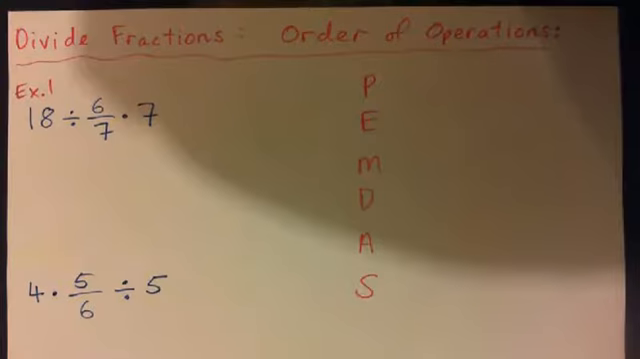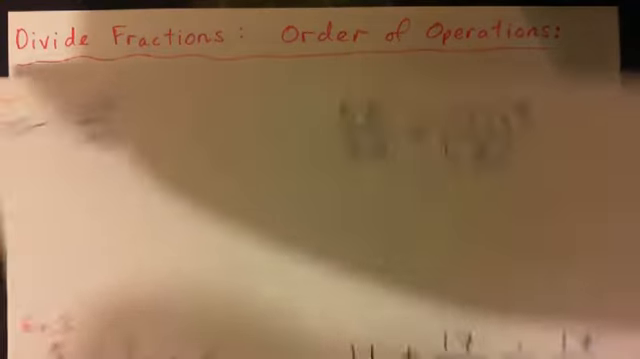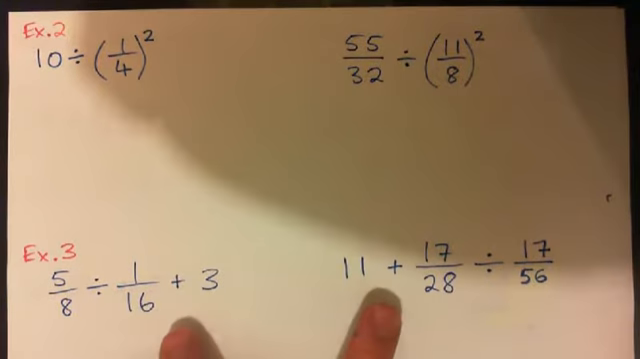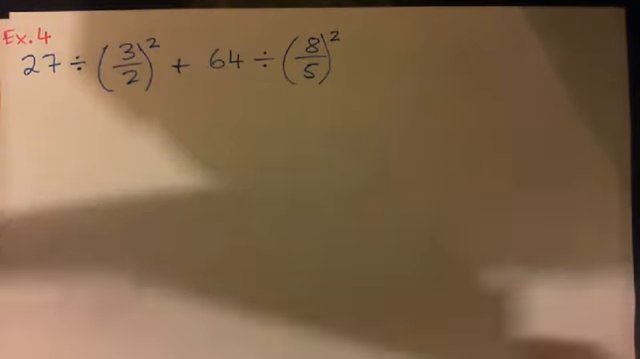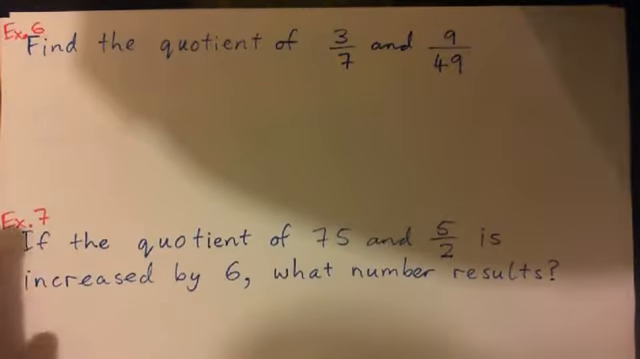In this video we're going to divide fractions where we need to think about the order of operations. So here's example 1 and then example 2, these examples 3, example 4, example 5, example 6, and example 7, right? So let's start with example 1.